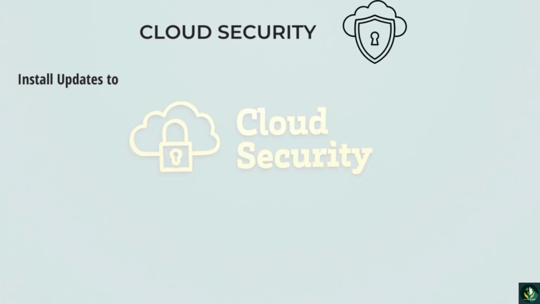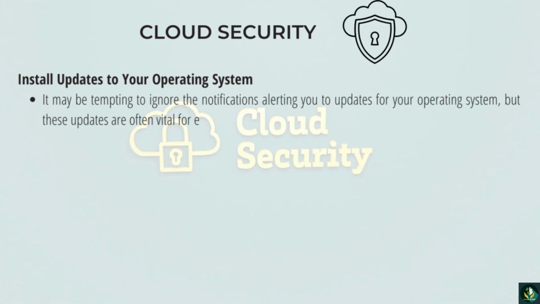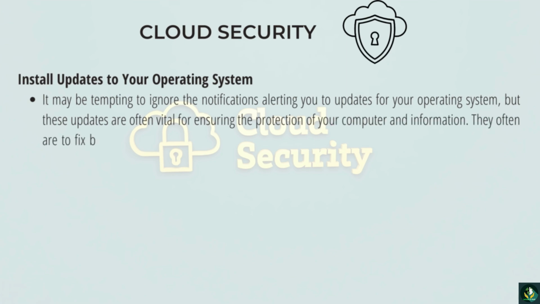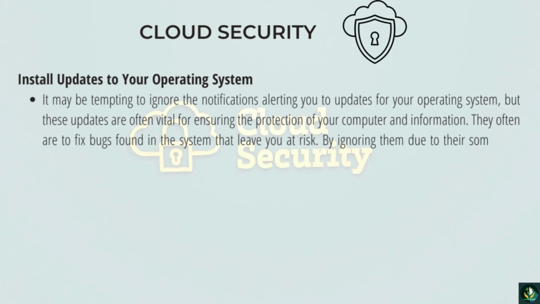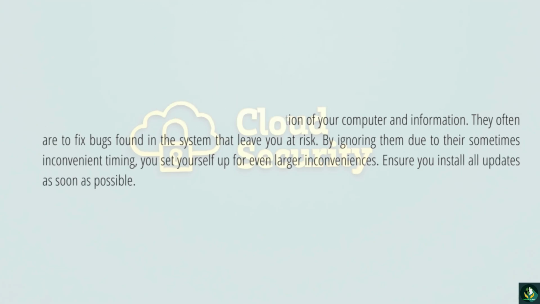Install updates to your operating system. It may be tempting to ignore the notifications alerting you to updates for your operating system, but these updates are often vital for ensuring the protection of your computer and information. They often are to fix bugs found in the system that leave you at risk. By ignoring them due to their sometimes inconvenient timing, you set yourself up for even larger inconveniences. Ensure you install all updates as soon as possible.